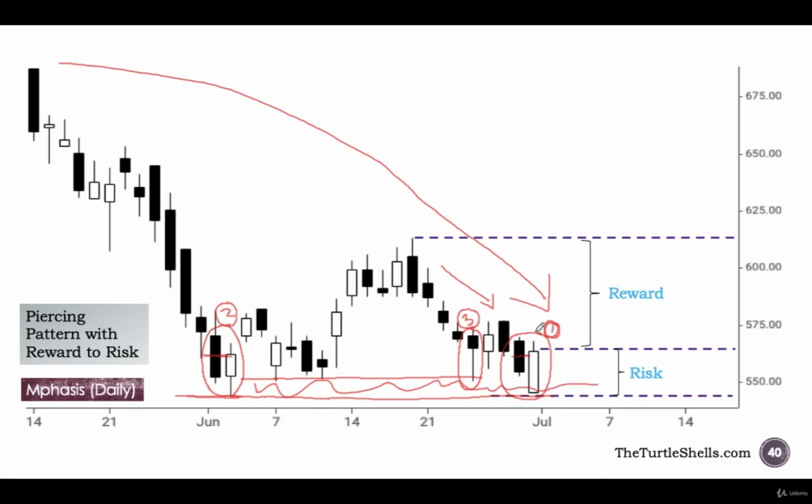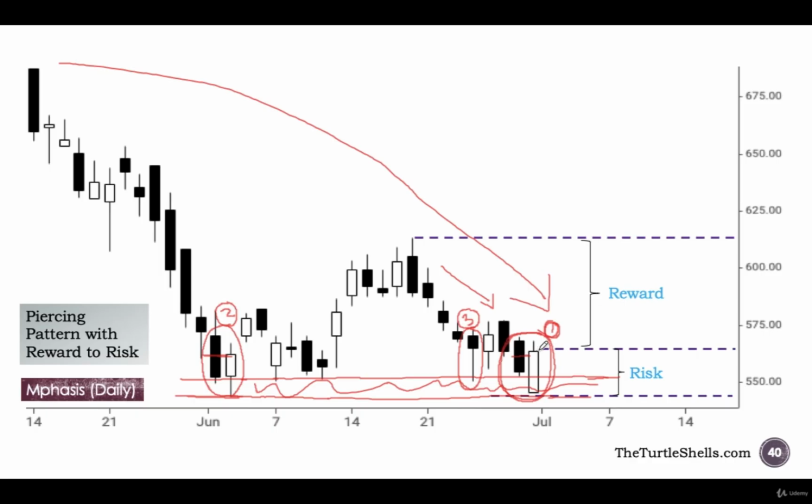And even in this piercing pattern, there is no candle among these two which has closed below or within this support zone. Okay? So this black candle has closed above this support zone. This white candle has opened within the support zone but closed above the support zone. Which means that this support zone that we have drawn is a very powerful support zone.